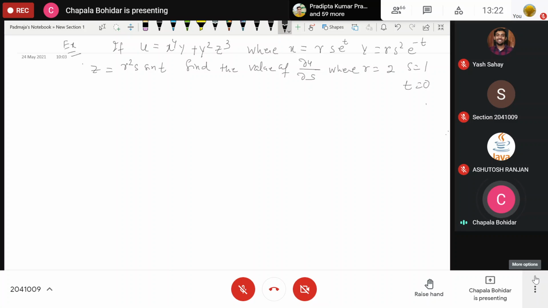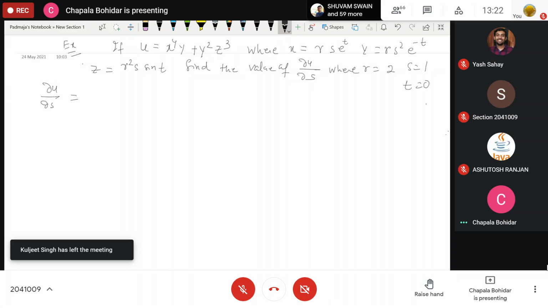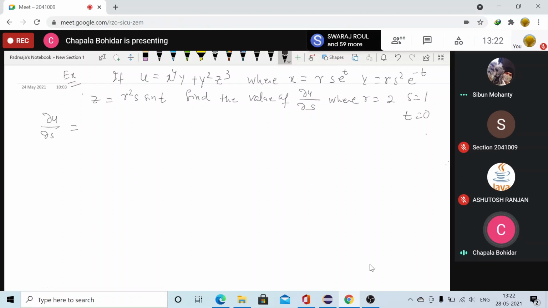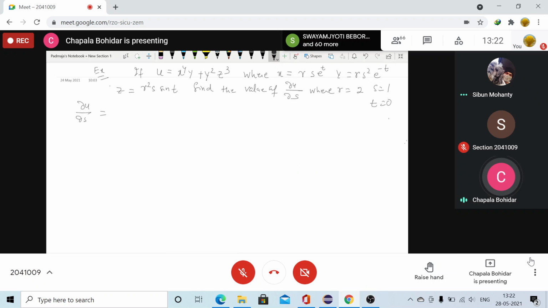You are able to do here. u is a function of x, y, z. See here, again x, y, z are functions of r, s, t. So u is directly a function of r, s, t. What do you want to find out? Here it is given that you want to find out del u by del s only. So del u by del s, what do you write down? Tell me. Del u by del x into del x by del s.